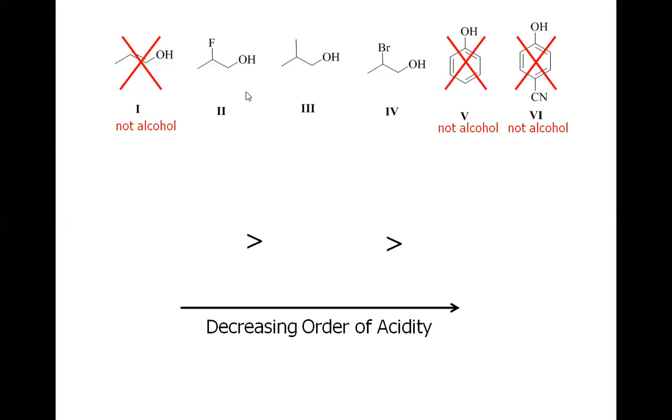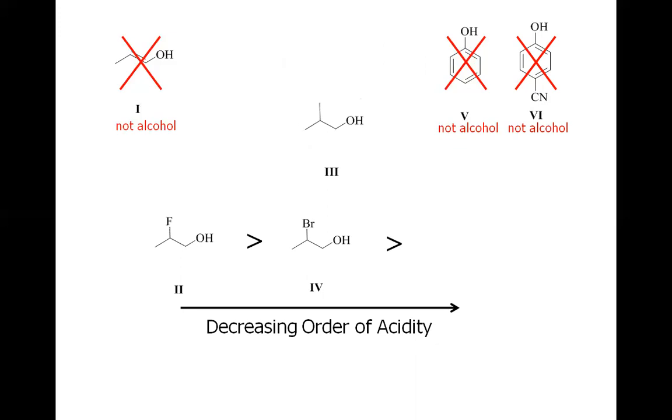So consequently, this fluorine containing alcohol will be the most acidic among these three molecules because of the inductive electron withdrawing effect of fluorine. Now there is a comparison between the C of CH3 and the bromine. We know that bromine is somehow more electronegative than this carbon. So this bromine containing alcohol will be the second acidic, and this methyl containing alcohol will be the third acidic.